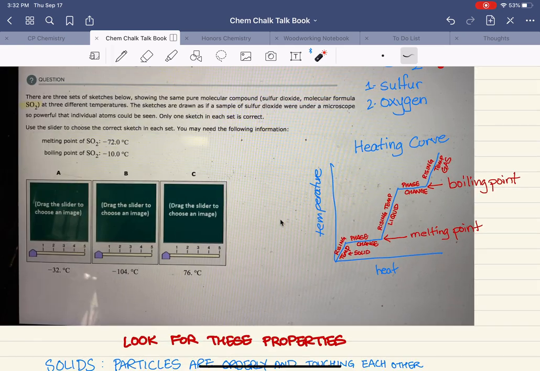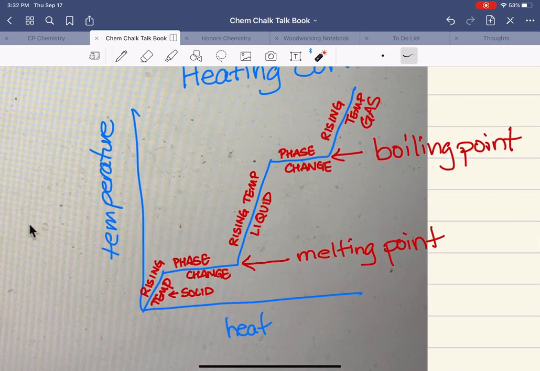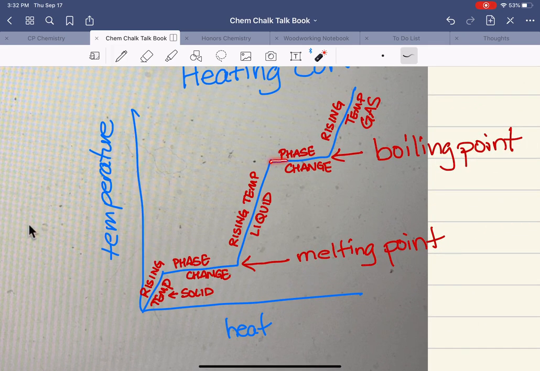All right, and as our liquid vaporizes off, we're inputting heat, but we're not seeing a temperature change. We're seeing a phase change instead. Once everything has been converted to vapor or gas, that gas can also rise in temperature with the input of heat.